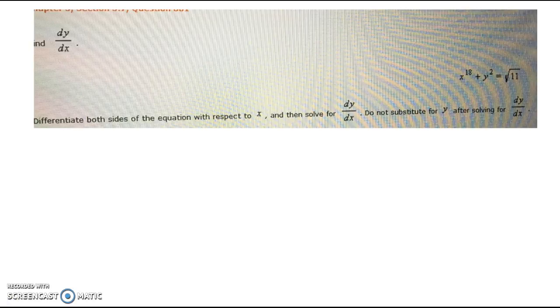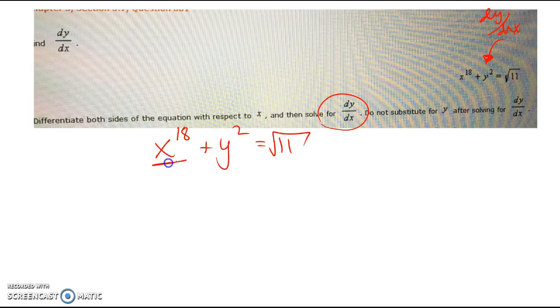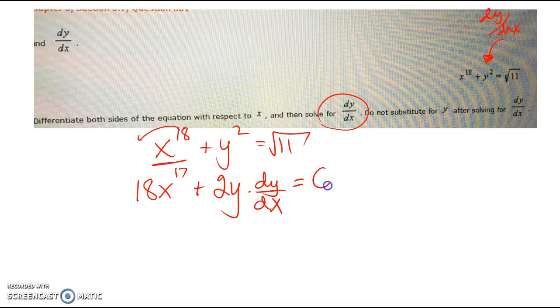Alright. Implicit differentiation. So anywhere we have to differentiate a y, we're going to be adding that dy dx. It says differentiate both sides and solve for dy dx. So let me put this here. Alright, start with this first term. Well, that's just the power rule. 18x to the 17th. Power rule here, 2y, but now dy dx. And the derivative of a constant is 0.